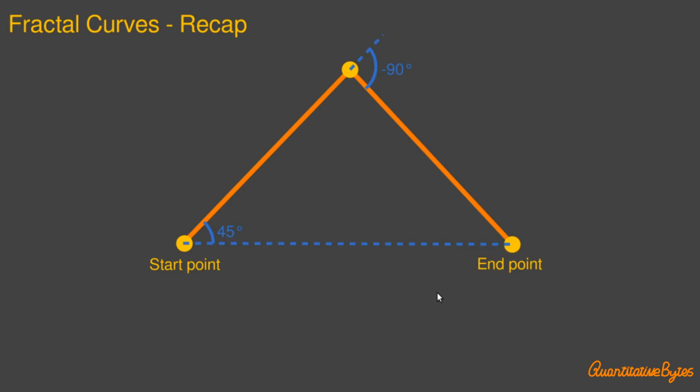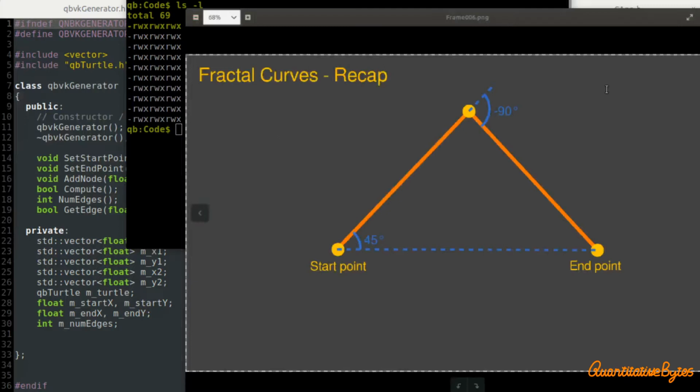So that's what we're going to do, and the new generator class will allow us to specify anything we want between the start point and the end point, and will therefore be considerably more generic than the generator that we looked at before. So let's have a look at some code.